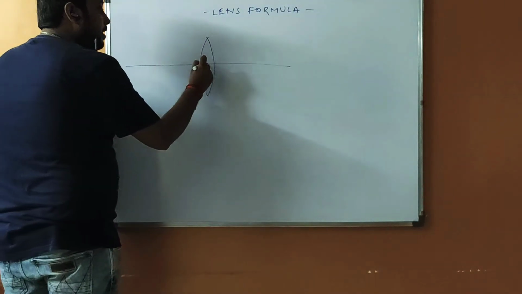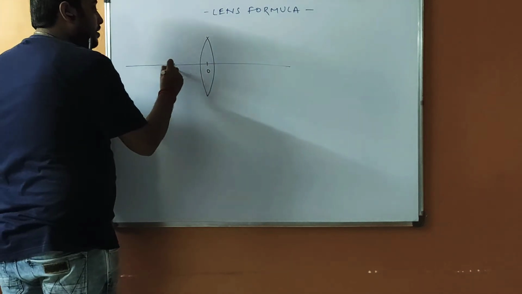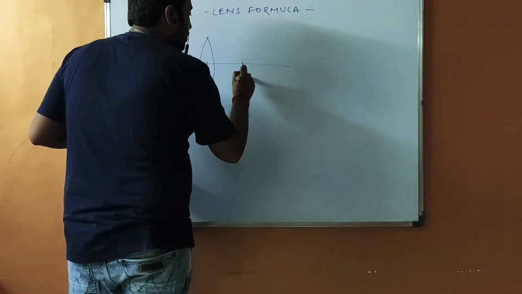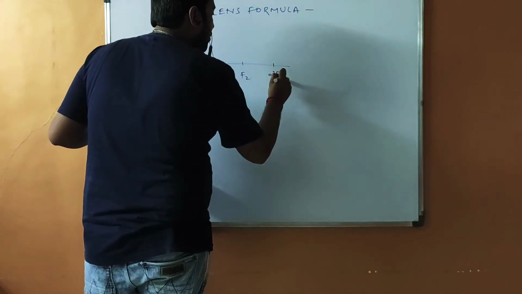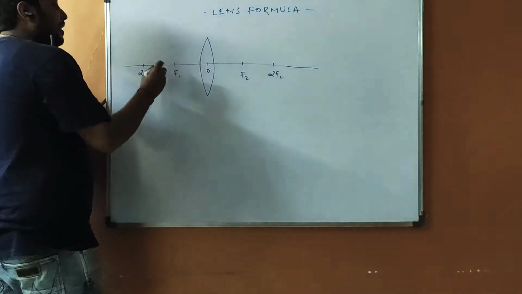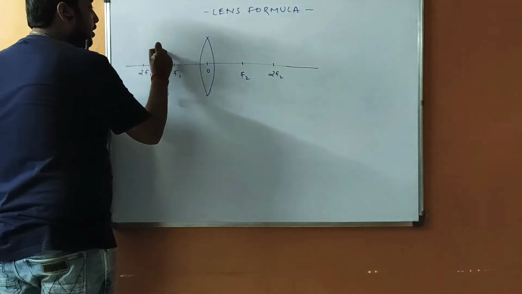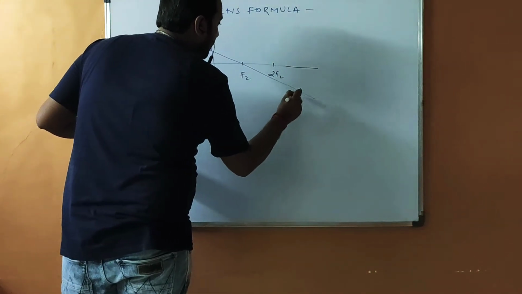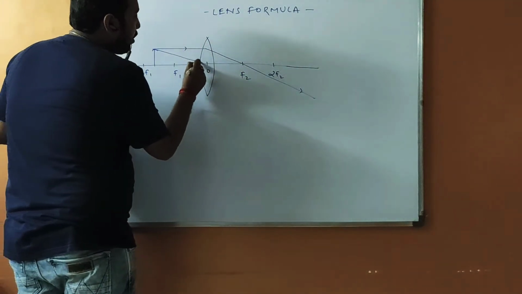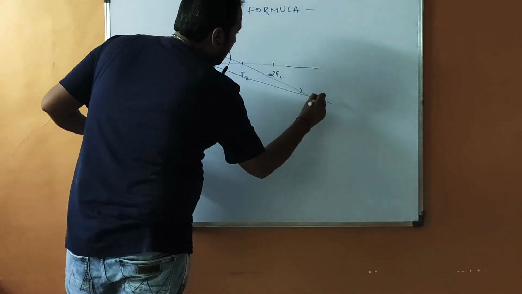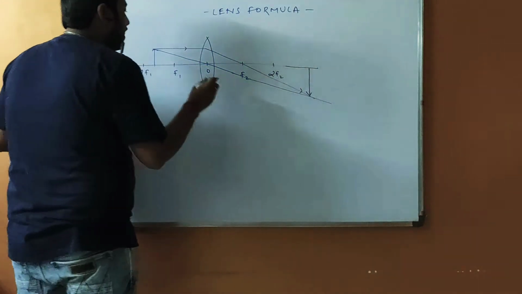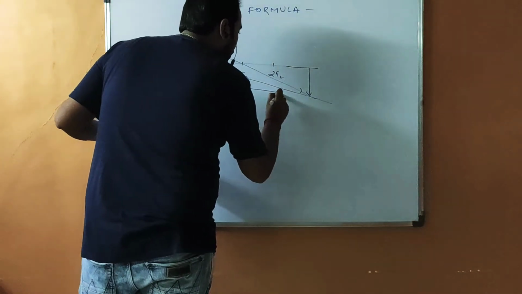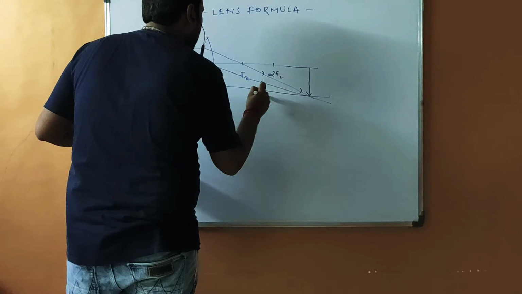Just have a look. Suppose this is the optical center of the convex lens. This is f1, this is 2f1, this is f2, this is 2f2. I am keeping the object here. One incident ray parallel to the principal axis will go through the focus. Another I am taking through the optical center. So this will be the image formed. I can also take one ray through the focus, and it will go parallel to the principal axis and intersect at this point.